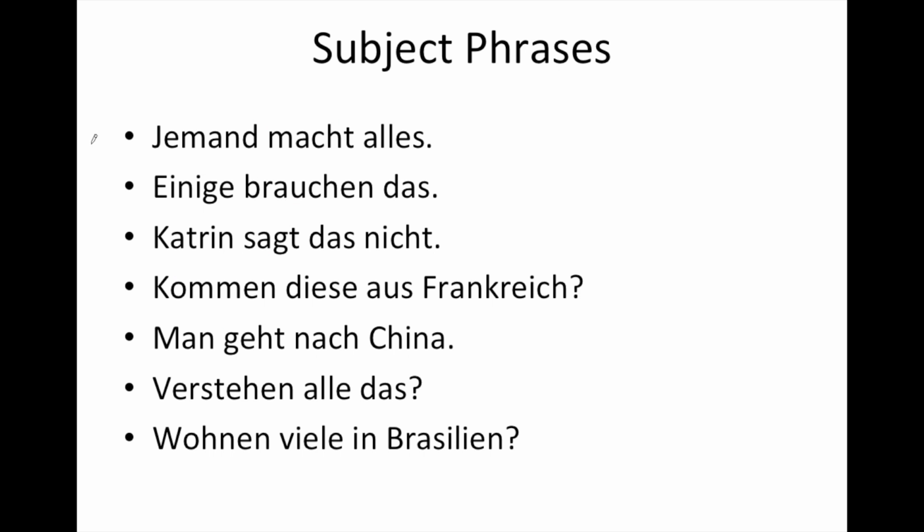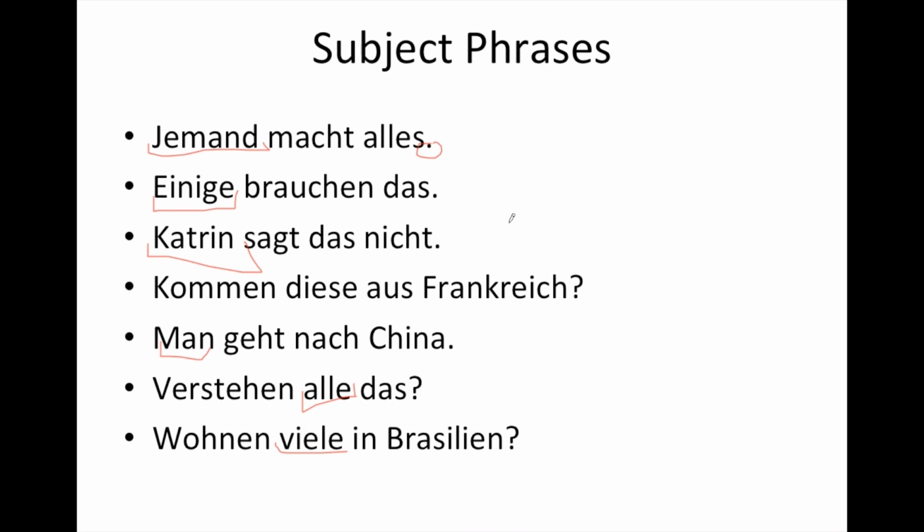Obviously, we'll want to use other subjects in place of those personal pronouns. Other pronouns like jemand, einige, man, viele, alle, or people like Katrin, and later we'll also add in nouns. Remember that the word order rules still apply. So for statements, we have subject, verb. And for questions, we start with the verb and then we have the subject. Kommen diese, do these come? Verstehen alle, does everyone understand? Wohnen viele, do many live?